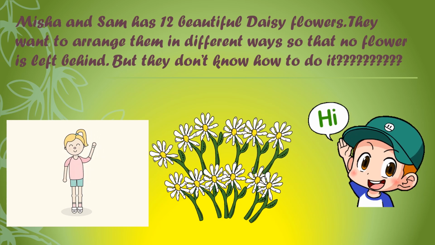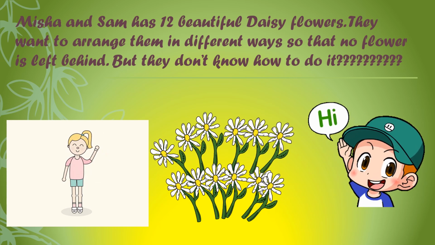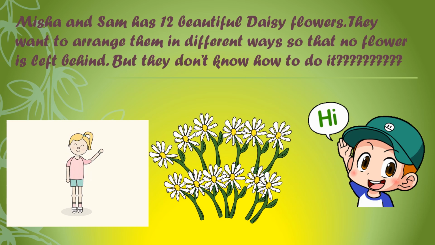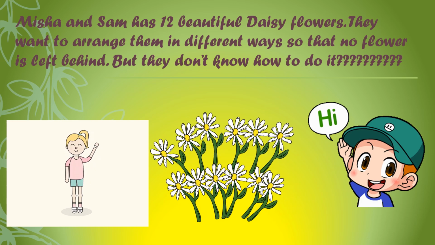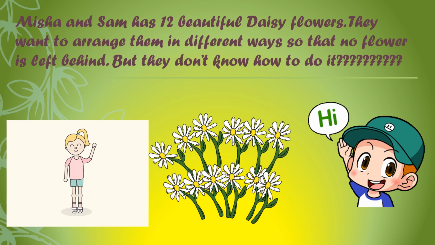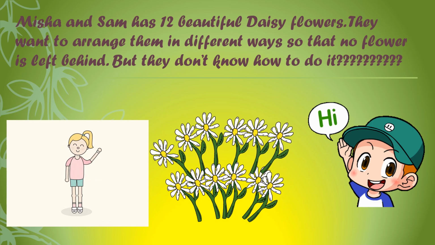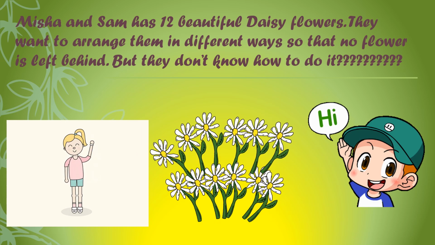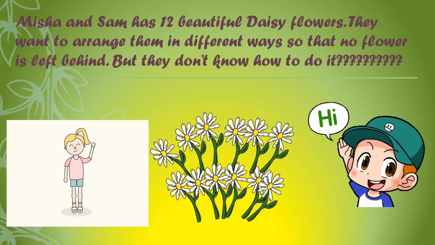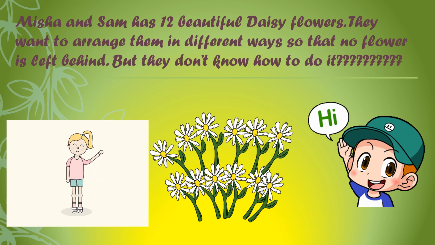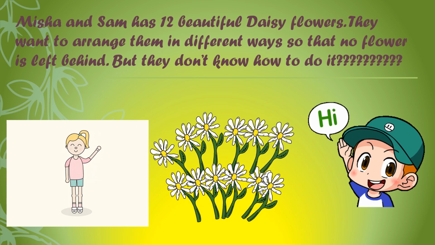Children, do you remember them? They are Sam and Misha. Misha and Sam have 12 beautiful daisy flowers. They want to arrange them in different ways so that no flower is left behind. But they don't know how to do it. Will you help them? Can you arrange these flowers in different ways as they want? Okay. So let's help each other and let's try to arrange these flowers in different ways.